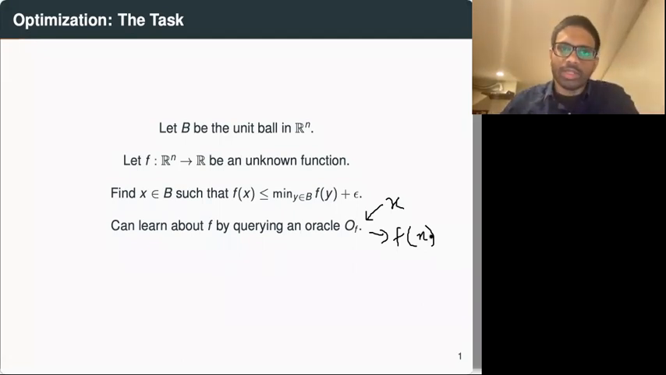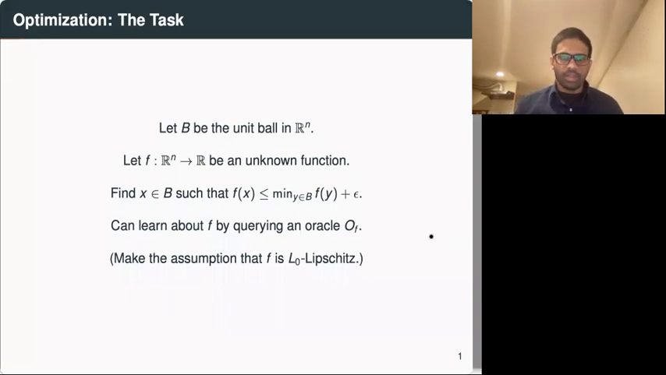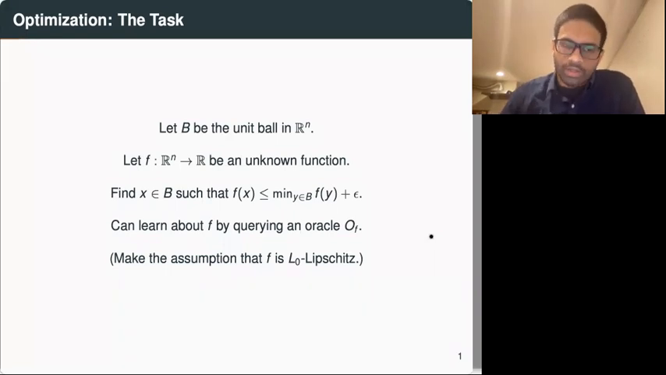So we need an additional promise that f is at least continuous. We generally make the assumption that f is not only continuous, but is Lipschitz. Here, L0 Lipschitz means that L0 is a real number, and that's also the maximum slope that you can have at any point in any direction. With this additional assumption that f is now L0 Lipschitz, we actually do have an algorithm which solves this task. You can just take an epsilon divided by L0 net of the unit ball, and one of those points should be epsilon optimal. That's easy to show.